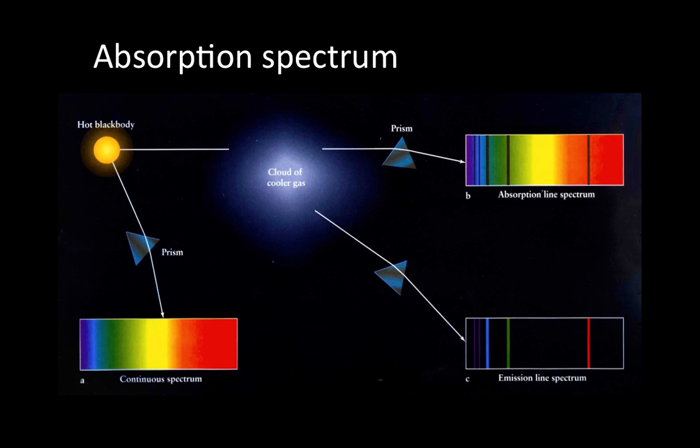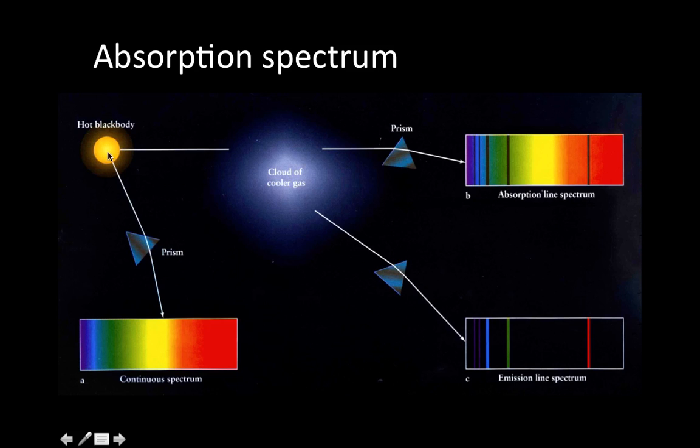One other thing is the absorption spectra. Now, we've looked at continuous spectra, which is when we look directly at a hot object. If we look directly at a cloud of gas, then we have an emission spectrum. If we look at a hot object through a cloud of gas, then we have an absorption spectrum. And that's because, as I've said, certain wavelengths, certain frequencies correspond to these energy levels.